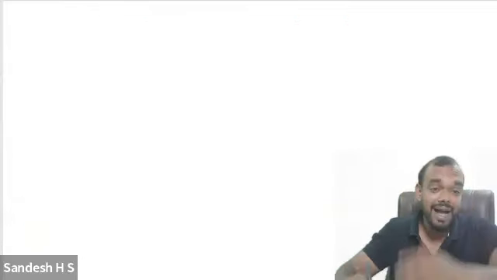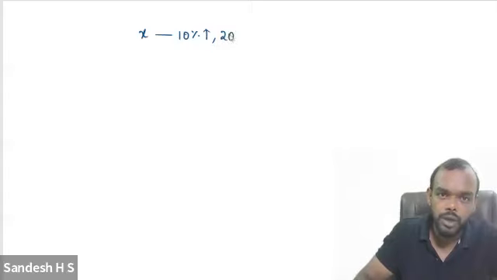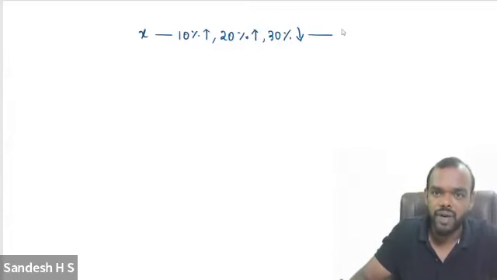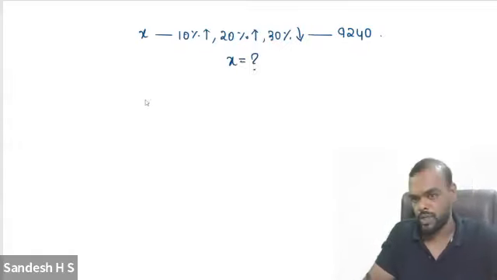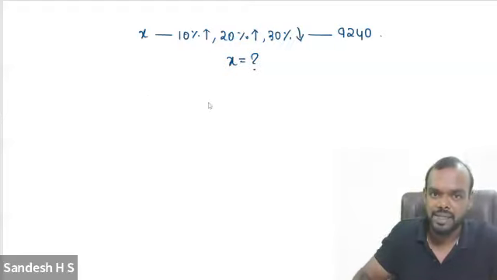Look, I don't know original population X. It is increased by 10%, 20%, and decreased by 30% in 3 years. Then the final population is 9240. What is the original population? That's the question. Remember, we should always start from the original population, that is X.